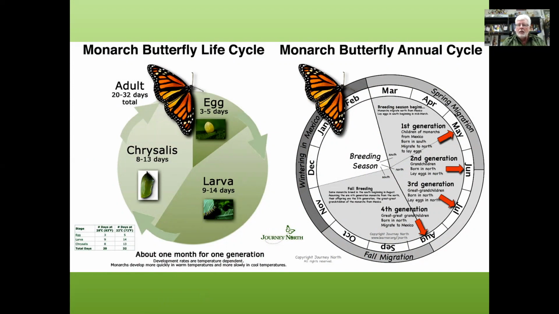That generation then moves a little farther north. That next generation then moves a little farther north. Another generation moves a little farther north, to eventually you can have a fourth generation all the way up into Canada. So it's the great-great-grandchildren of those initial individuals which are actually returning. So it's not one monarch returning.